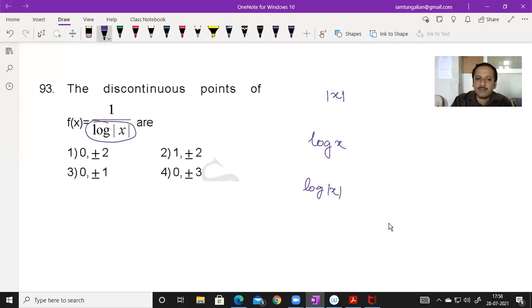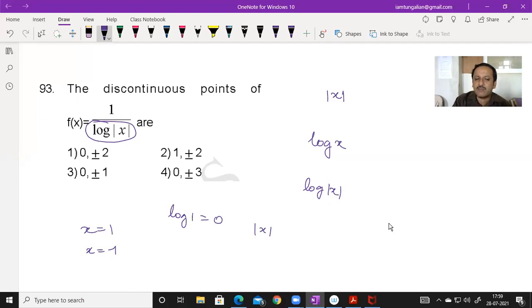So this will be discontinuous whenever the denominator becomes zero. So when will the denominator become zero? For what value of x is log x zero? So you know log 1 is equal to 0, right? So at x equal to 1, it is discontinuous. At x equal to minus 1 also, it is discontinuous. Now you might think, sir, log of minus 1 is not defined at all. Yes, not defined. But here you are talking about mod x, right? Putting x as minus 1, modulus of minus 1 will give you 1. So you get log 1. Log 1 is 0. 1 by 0, not defined. So it is discontinuous at that point.